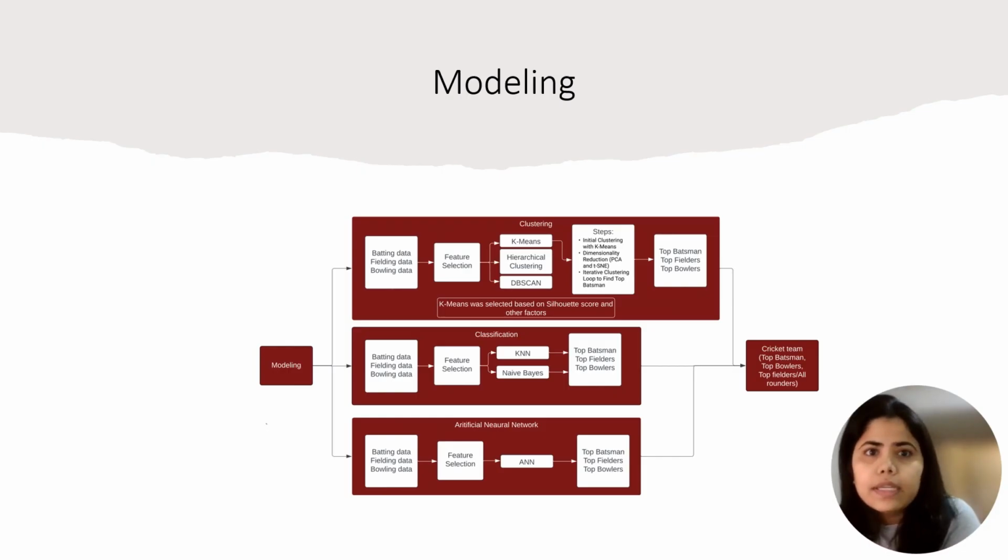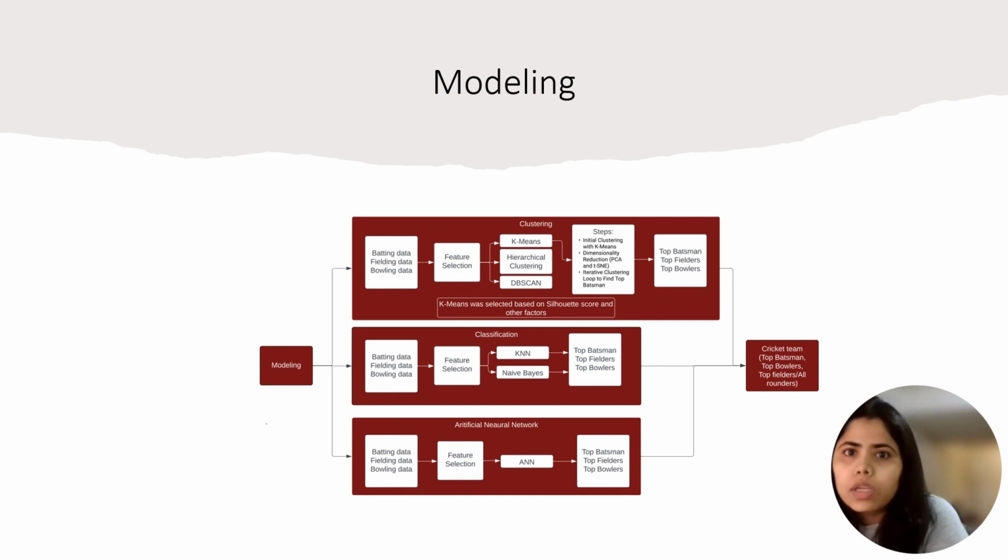After pre-processing and exploring the data sets, we perform modeling to determine the best team of 11 players. We utilize clustering, classification, and neural networks for this task. The first step in all three modeling approaches was feature selection. We chose highly correlated features and removed redundant and weakly correlated ones.